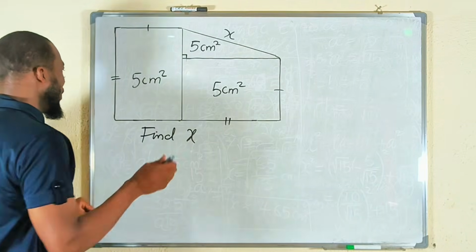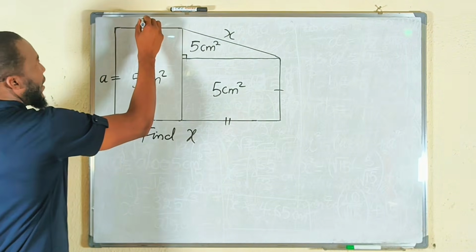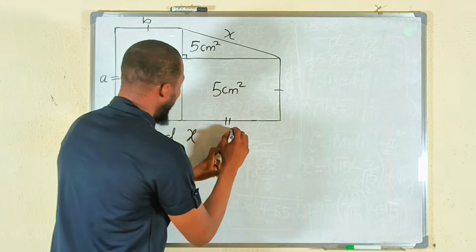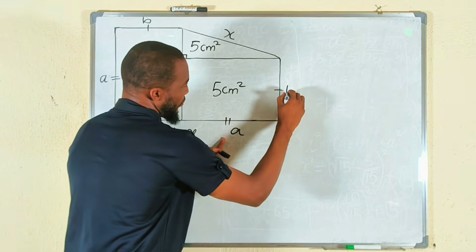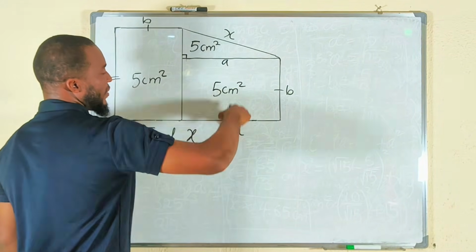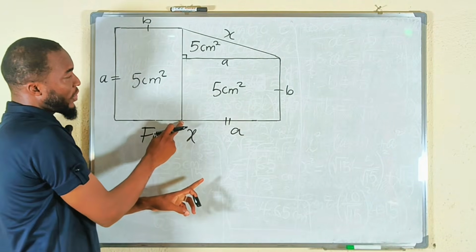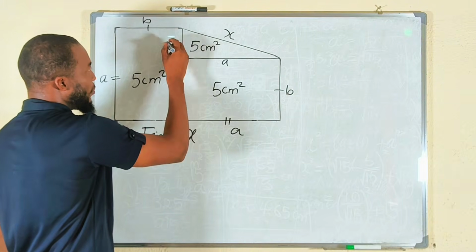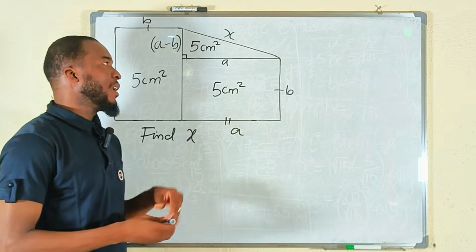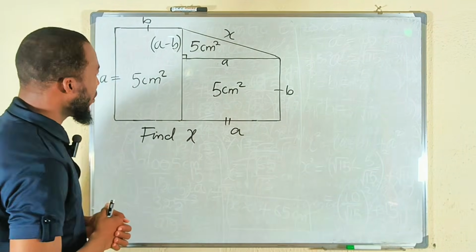Let's start by labeling the rectangle. If this side is A and this side is B, then because this side is equivalent to this side, this must be A and this must be B. What about the right triangle? This side must be A because opposite sides are equal. But remember, from here down to here is A, and from here to here is just B. Therefore, this side must be A minus B. And mark you, the diagram is not drawn to scale. This is why the right triangle is very small.